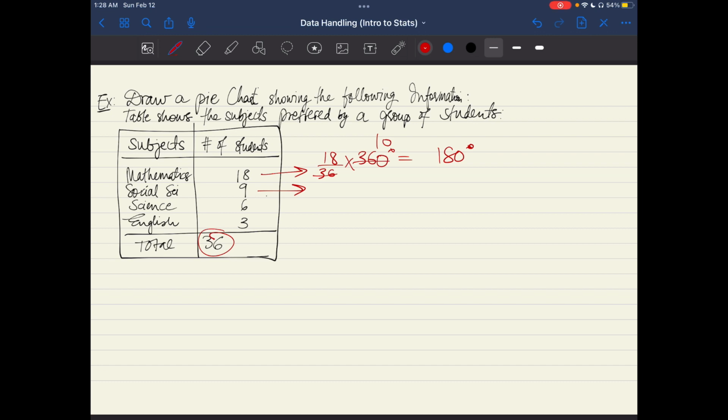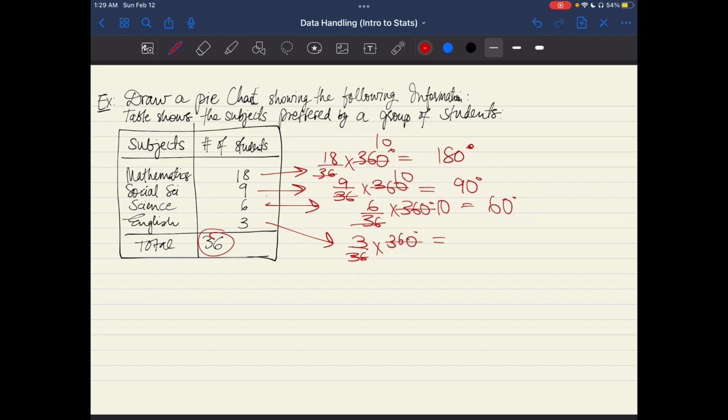Then for social sciences, we have 9 over 36 times 360, which is 90 degrees. Then for sciences, we have 6 over 36 times 360 degrees, which is 60 degrees. And for English, we have 3 over 36 times 360 degrees, which is 30 degrees. So now we have the internal angle for every single sector, and now we can definitely create the pie chart.